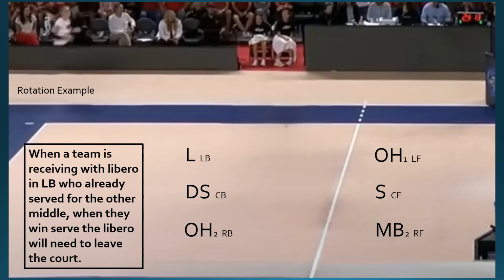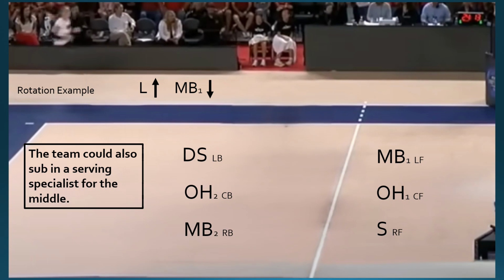If, as in our example, the libero has already served in another position, then the libero will need to come out when the team wins serve. And here we see that replacement when the team wins serve and rotates, with the middle blocker that the libero had replaced coming back into the front row, and the other middle blocker rotating to right back to serve. And of course, the team could, if they wished, sub in a serving specialist in place of that middle to serve.